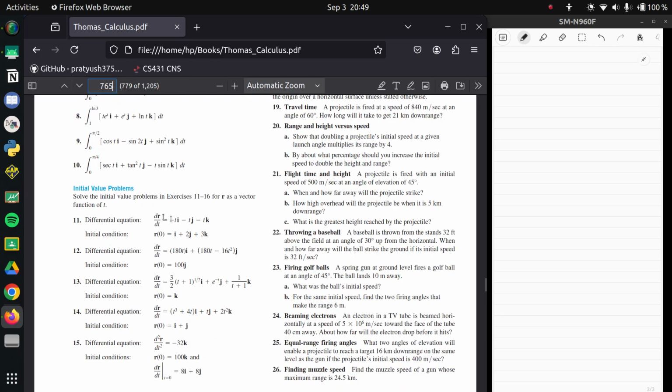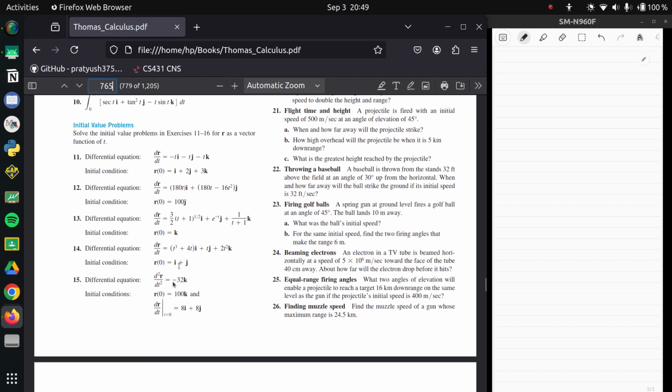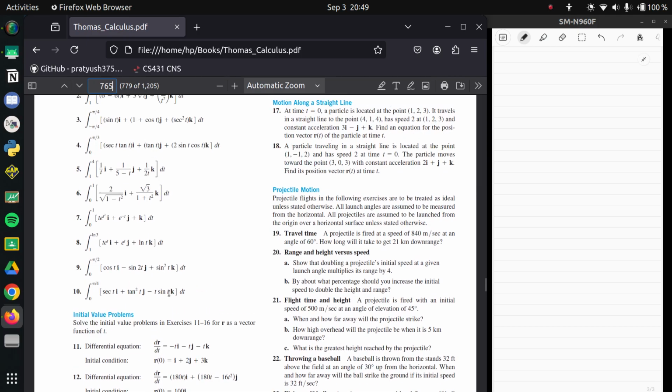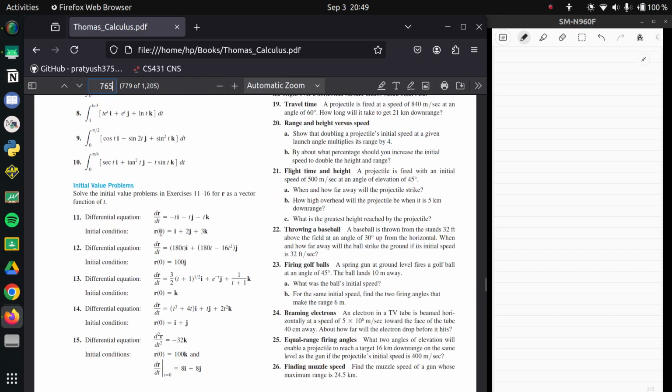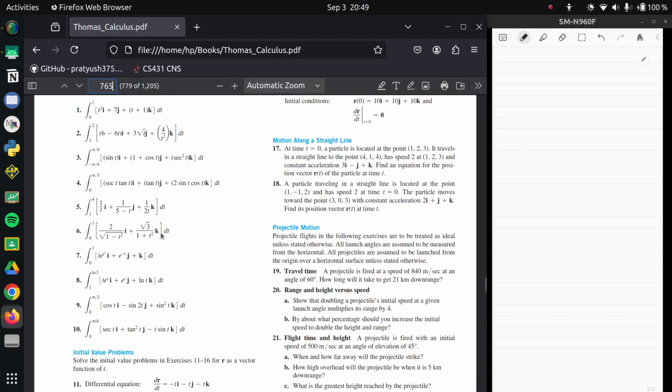Okay, solve the initial value problems for r as a function of t. Once again, just integrate and set to 0. Like, come on, I'm not doing this. These are very simple functions. I have no interest in doing this. Oh, this is slightly different. So you're given your t squared r. Okay, fine, just find the velocity, then find the r thing. Not a big deal.